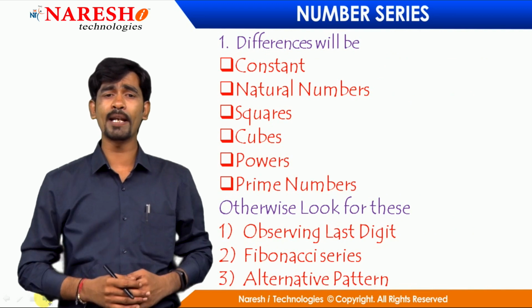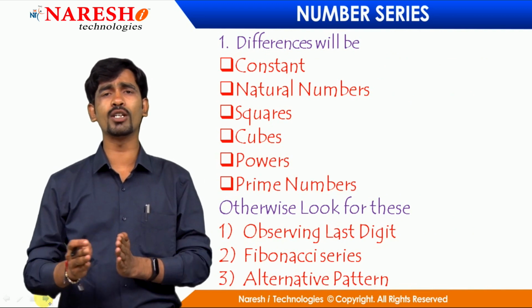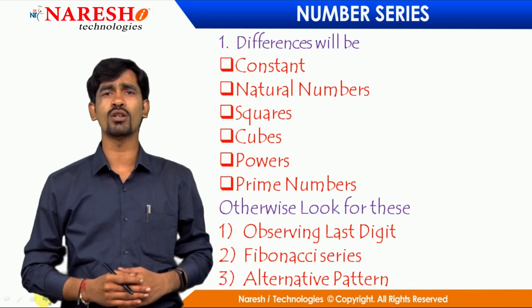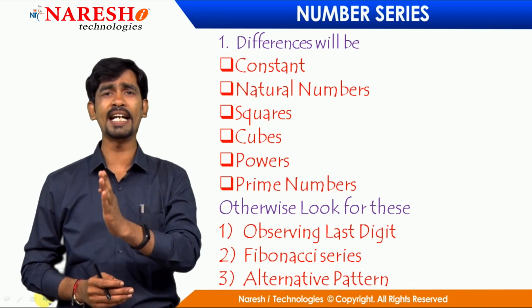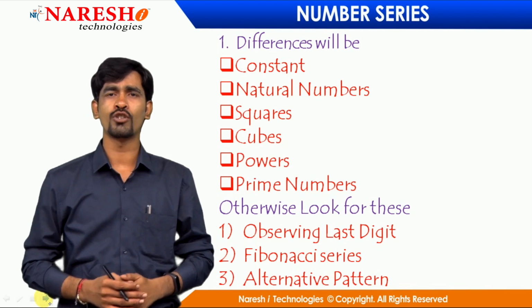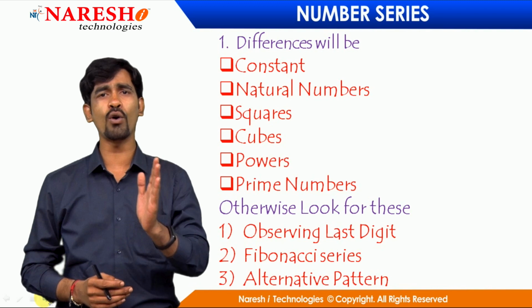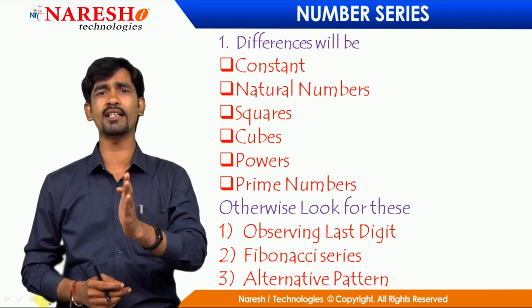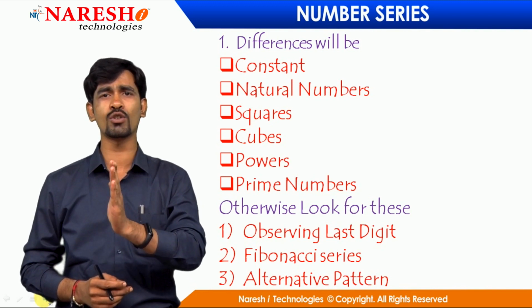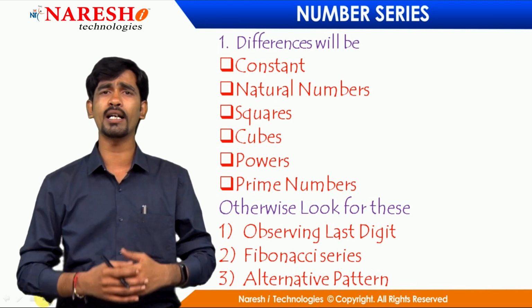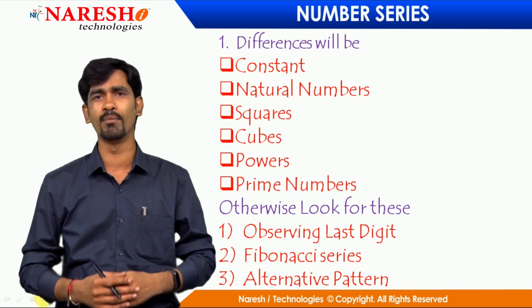Differences may be a constant number, like maintaining 2, 2, 2, 2 as the difference. For example, you have a question 2, 4, 6, 8, 10, what would be the next term? In solving this, you can directly write: 2, 4, difference is 2; 4, 6, difference is 2; 6, 8, difference is 2; 8, 10, difference is 2. So the next term will be 10 plus 2, that is 12. That's nothing but differences maintaining a constant number.